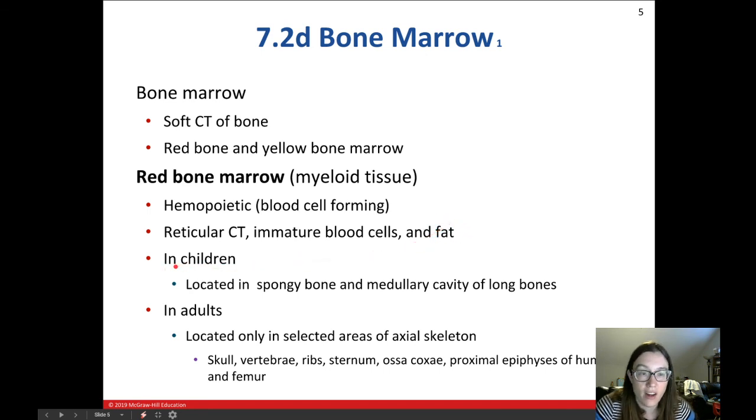In children, we have a lot of red bone marrow. It's located in both the spongy bone as well as the medullary cavity of the long bones. You know, they're growing and they need a lot of blood cells. And so we've got to make all these blood cells for them.